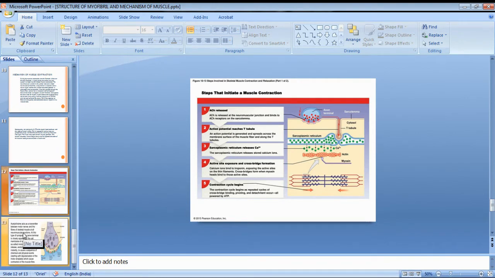Okay, let us discuss the remaining points. T-tubule: the action potential reaches the T-tubule. That means an action potential is generated and spreads across the membrane surface of the muscle fiber and along the T-tubules. Okay, this is the overview of the muscle contraction mechanism.